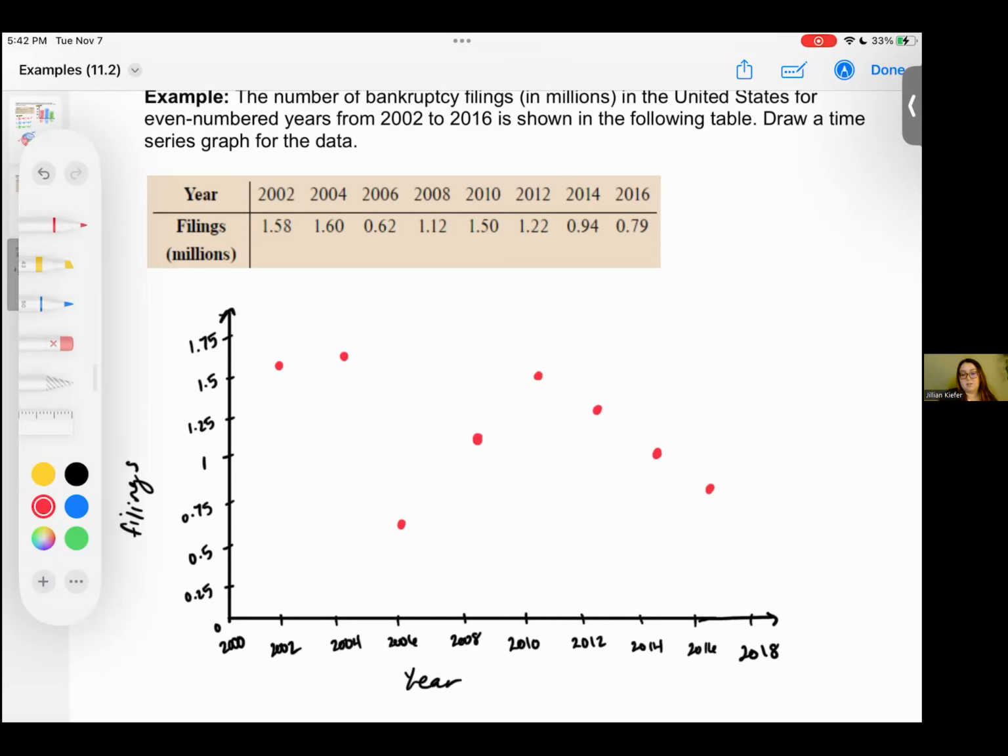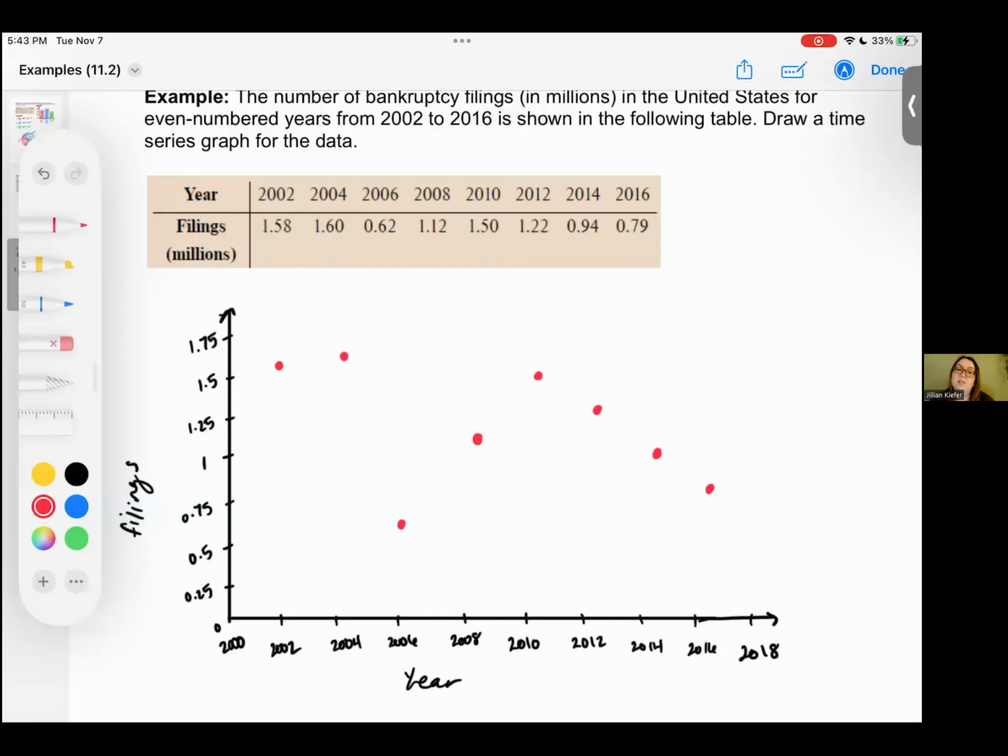Our data starts in 2000 and ends in 2018, just to keep it contained and show where it starts and ends. But by all means, you definitely could have started at 2002 and ended in 2016. As long as you get your data correct, there's really not a whole lot of specifics about how you draw a time series graph or where you start it. It's always good to have all the information on there. Just make sure that it fits in there in some way.